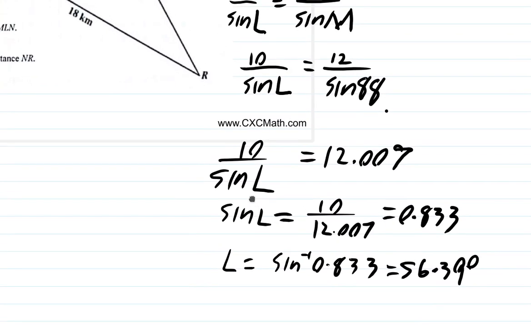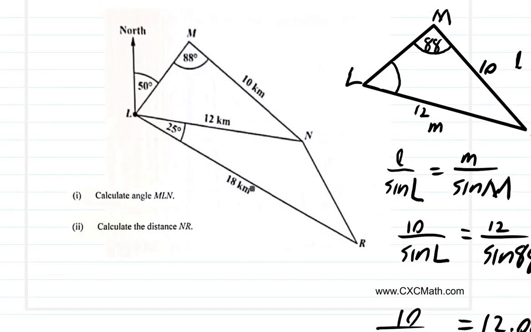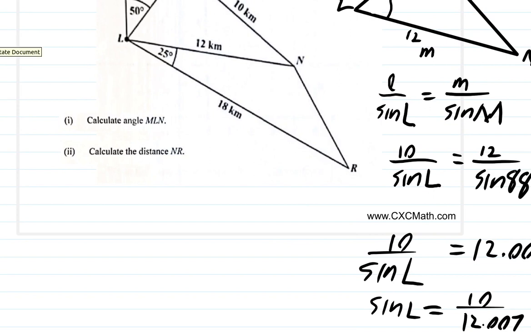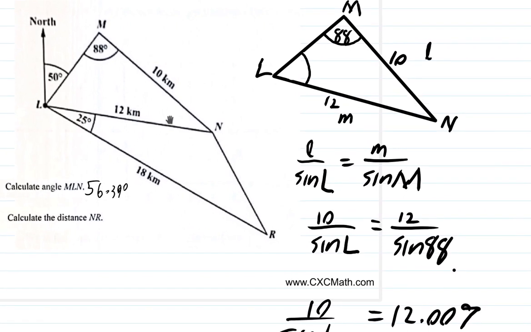So, angle MLN is 56.39. Let's just make a note of it here. 56.39 degrees. Now we're going to calculate the distance NR. Okay, so calculate this distance. Now, if you haven't done so yet, I want you to pause the video, go ahead and do the calculation. Alright, you paused and calculated it already.